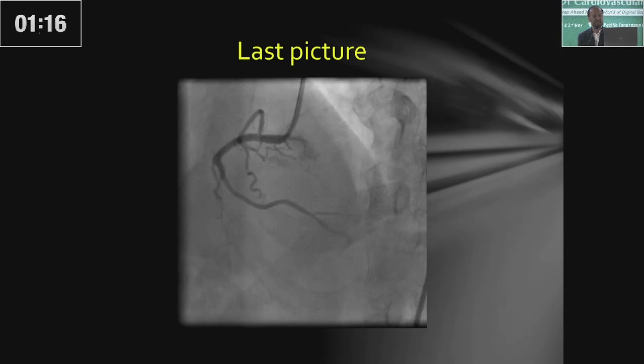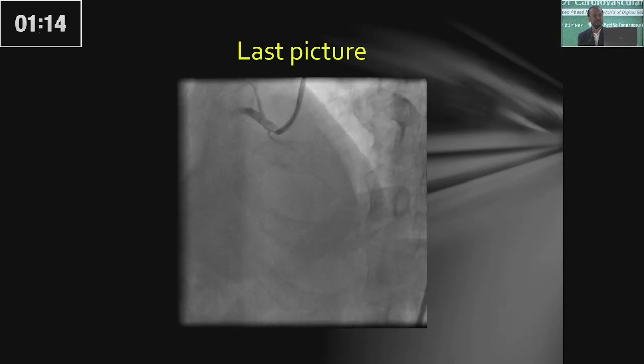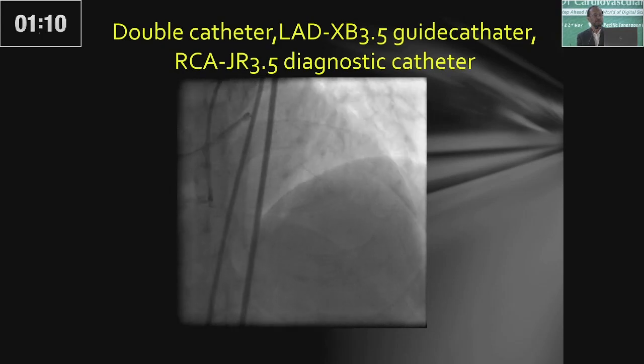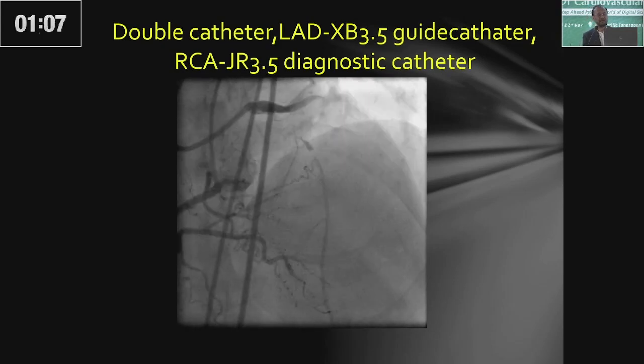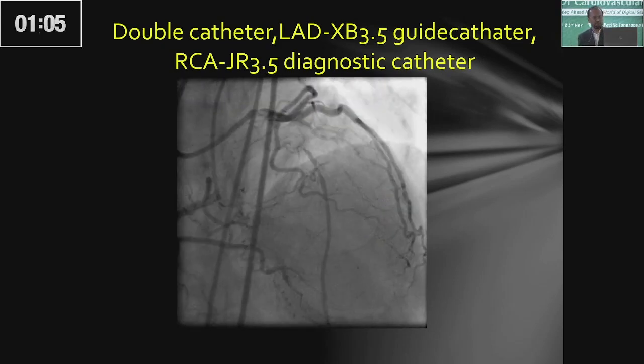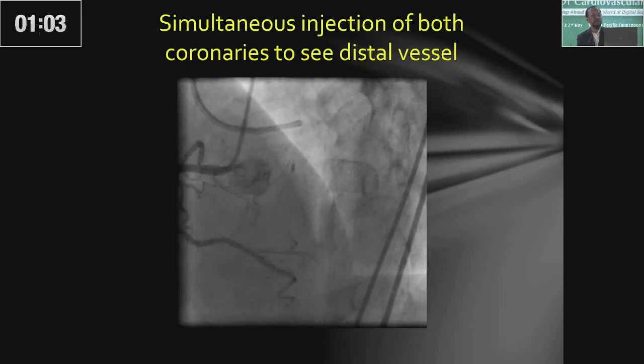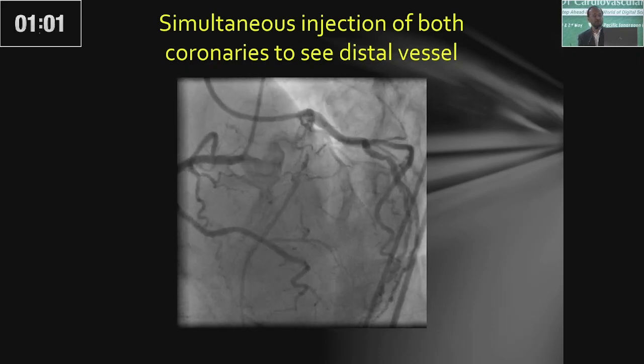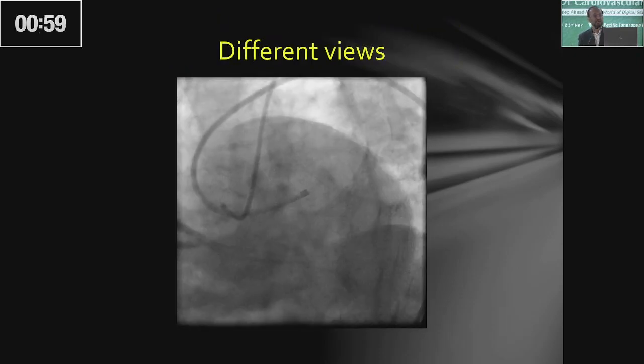Same patient. You can see there is a retrograde collateral to the LAD CTO. So, double catheter, and there is the LAD CTO of approximately 20 millimeters. So again, different orthogonal views to see the course of the vessels.